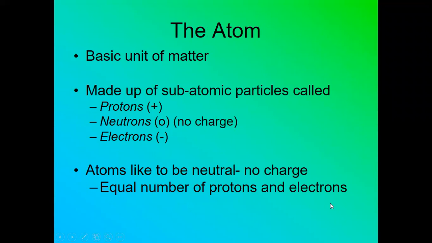The atom. The atom is the most basic unit of matter. It has 3 subatomic particles: protons, which are positively charged, neutrons, which have no charge, and electrons, which are negatively charged. Every single atom on the periodic table is neutrally charged. This means that the number of protons and the number of electrons are going to be equal. Atoms like to be neutrally charged or have no charge.